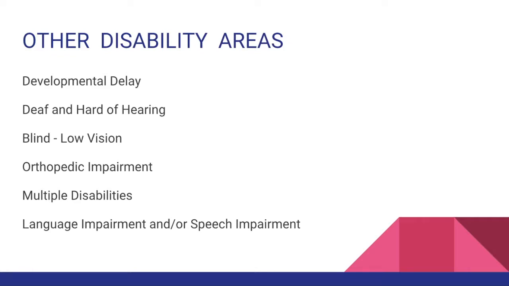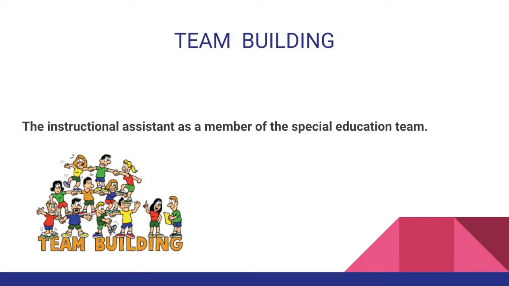There are other disability areas. Another one is developmental delay. That is primary for our students ages 3 to 5 that attend our developmental preschool program, as well as students in kindergarten, 1st or 2nd grade. Deaf and hard of hearing, blind low vision, orthopedic impairment, multiple disabilities, language impairment, and or speech impairment.